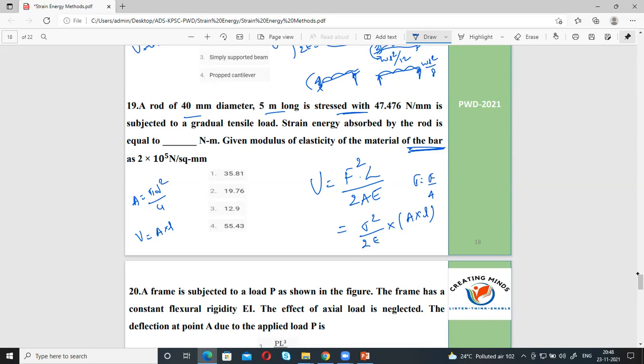What is the answer? Sigma square by 2E. E is given. 2 into E is given. Unit, no problem. All are in the same unit. A, area, pi d square by 4, because it is a circular rod. If it is rectangular, then L into B. If you're computing area, multiply by length, you are getting volume. Yes. It's an easy one.